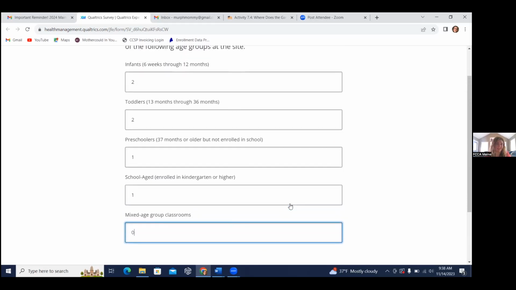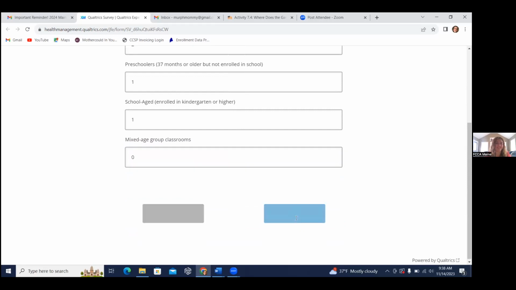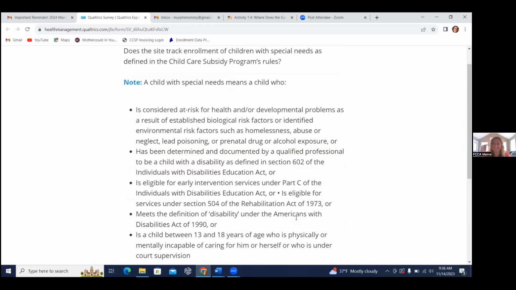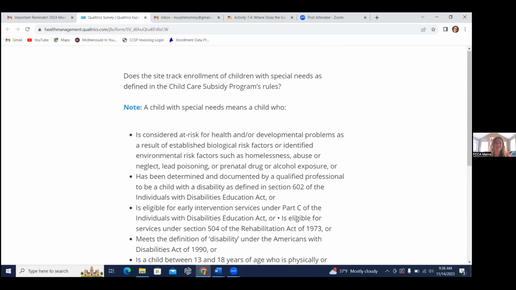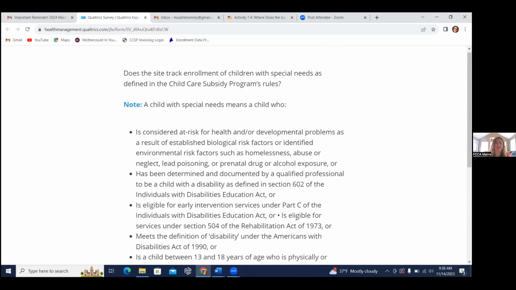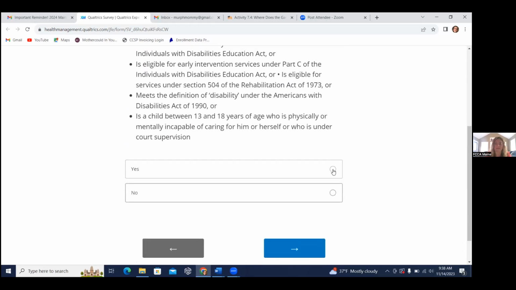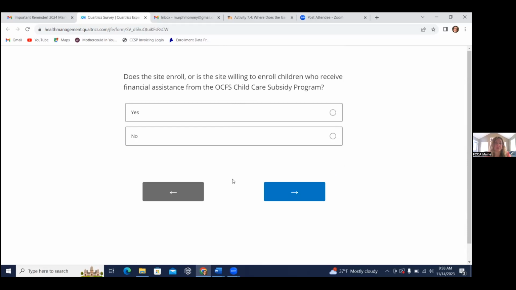Okay, for our dummy numbers, we're asking, does this program site track enrollment? We said yes in the last survey, so let's say no and see what that does. Does this site enroll children who receive financial support? We'll say yes. A lot of centers are great and do accept subsidy.